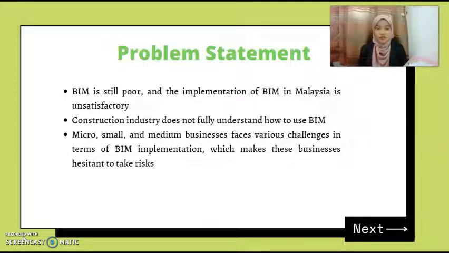The construction sector, which encompasses micro, small, and medium-sized firms, confronts a number of hurdles in terms of BIM adoption, making these companies unwilling to take a chance. It is critical to understand that perception of BIM implementation hurdles ranges among businesses with different expertise and measurement.